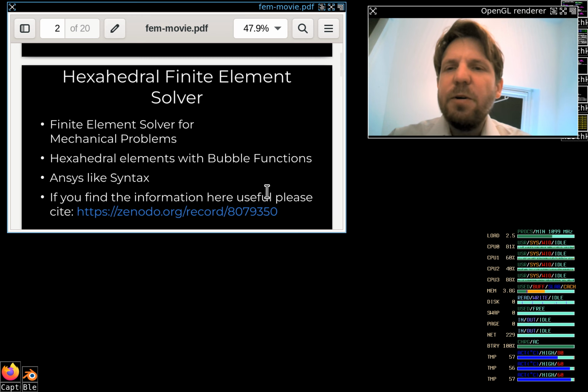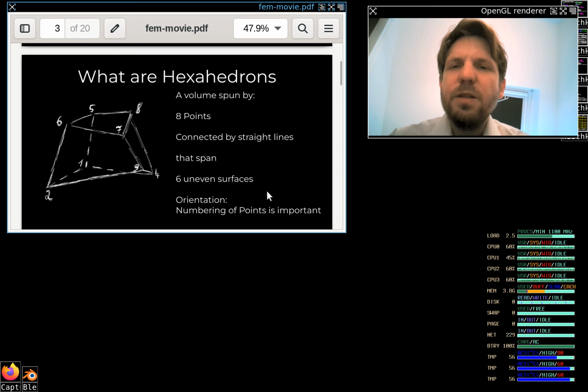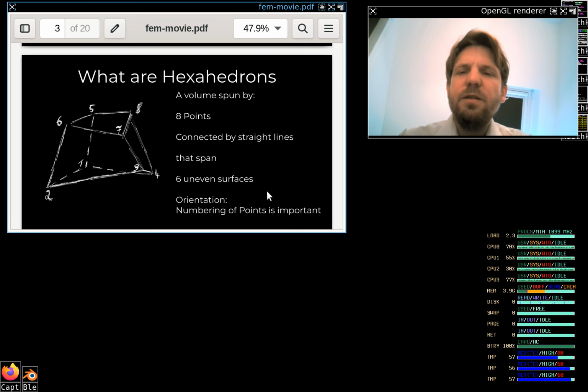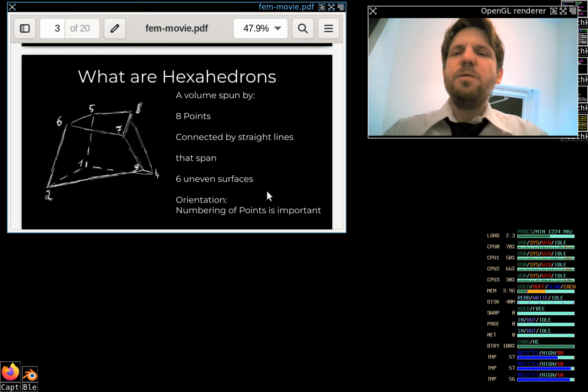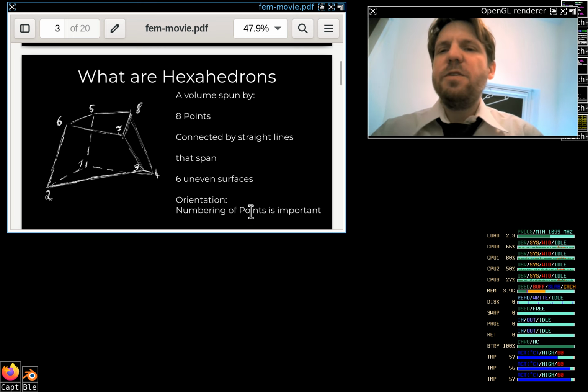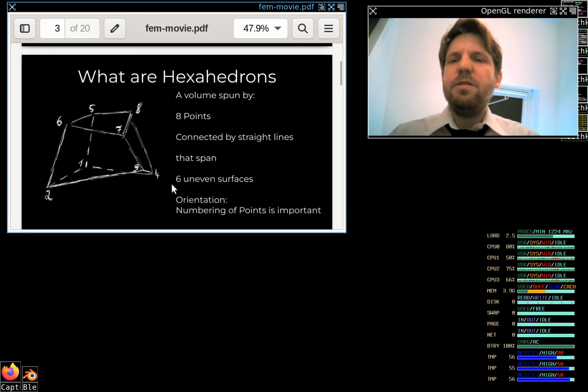So what is this all about? First of all, in order to understand finite elements, what are hexahedrons? What is the basic element of this finite element solver? So hexahedrons are objects like this, so they have 8 corners. They are cube-like, let's say it like this, but they're not at all like a cube if you think about it, because these corners can be at any position. And they are connected by straight lines from one corner to the other.